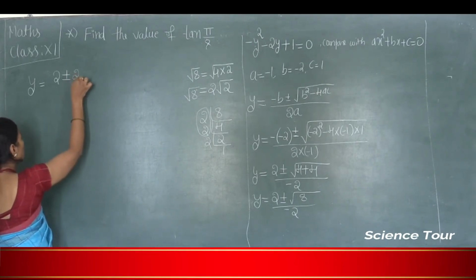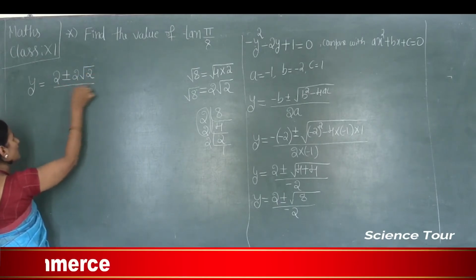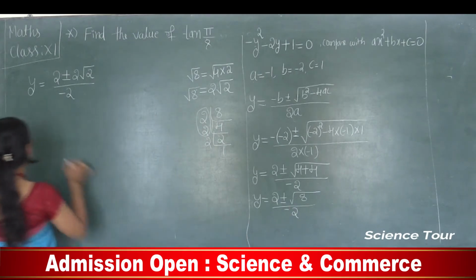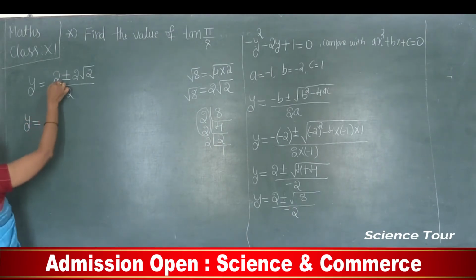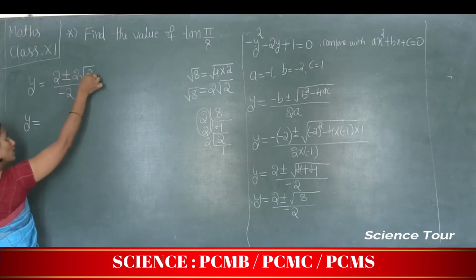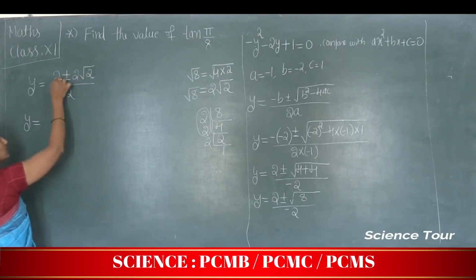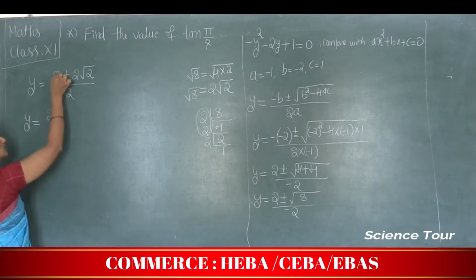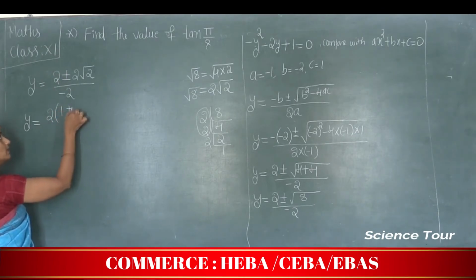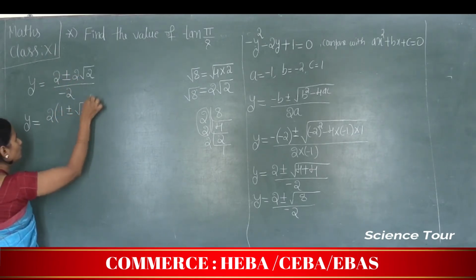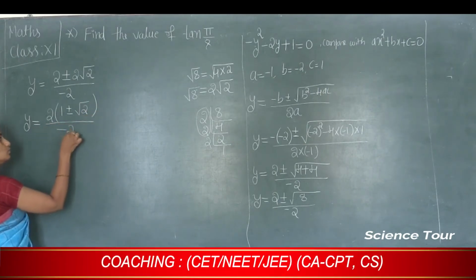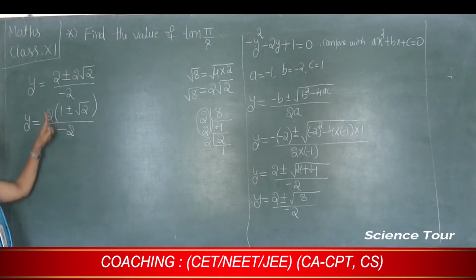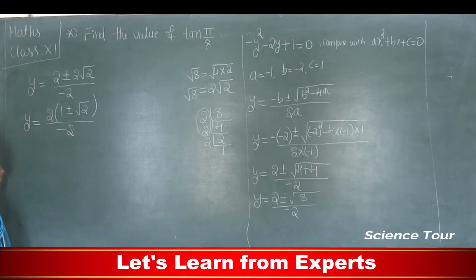So now 2 square root of 2 divided by minus 2. Yes. Now y is equal to 2 plus or minus 2 square root of 2 divided by minus 2. So see the numerator. What is common here? 2 is common. Take it outside. So 2 into 1 plus or minus 1 into square root of 2 divided by minus 2. Correct, no? So 2 and 2 get cancelled. Now the numerator is plus, the denominator is minus. Plus into minus is what?